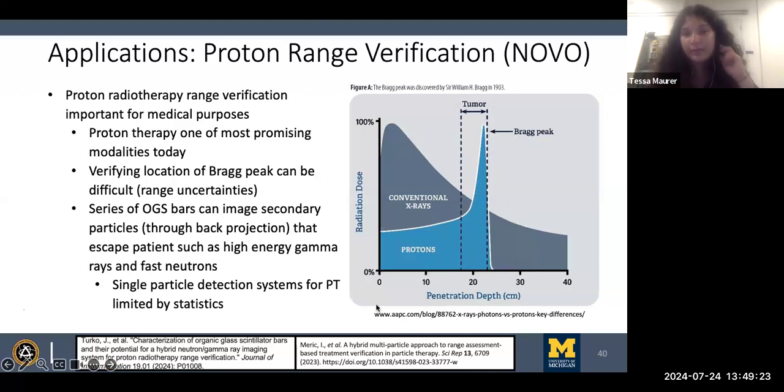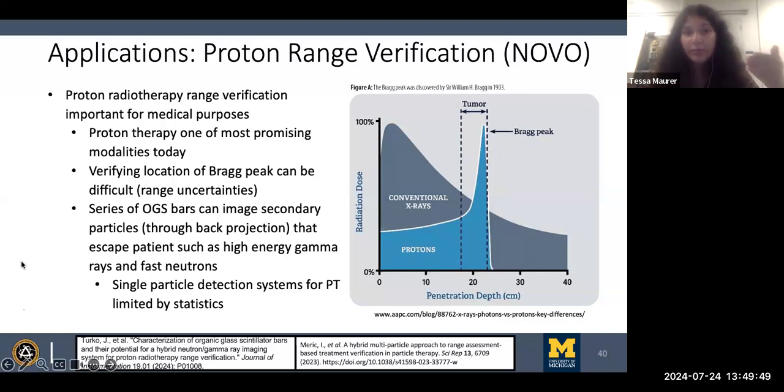This figure here shows dose versus penetration depth. And compared to conventional X-rays, which end up damaging a lot of tissue that's just in the way on the way to the tumor, it's a really exciting modality. But verifying the exact location of this Bragg peak is kind of difficult, and you can get range uncertainties from it.